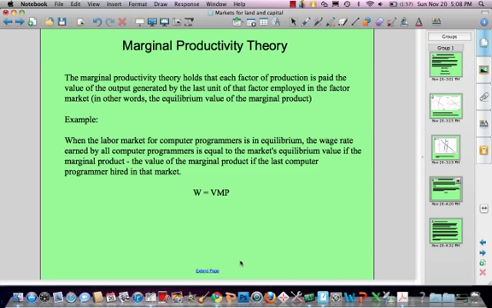Let's take an example. When the labor market for computer programmers is in equilibrium, the wage rate earned by all computer programmers is equal to the market's equilibrium value of the marginal product. Again, market equilibrium value of the marginal product. Stated another way, the value of the marginal product of the last computer programmer hired in that market. So think again, you are hiring just up to the point where the wage equals the value of the marginal product.